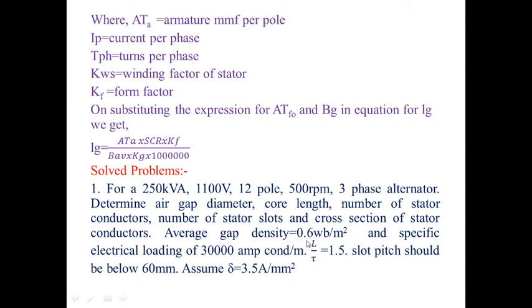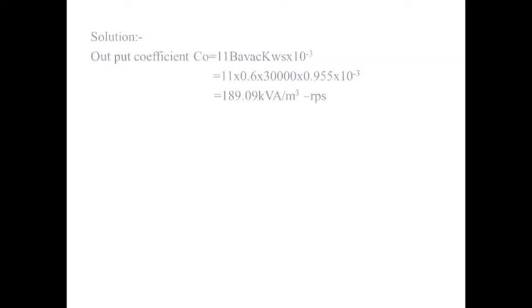Average gap density is given as 0.6 Weber per meter square, that is specific magnetic loading, and specific electrical loading is given as 30,000 ampere conductor per meter. The ratio of core length to pole pitch is 1.5, the slot pitch should be below 60 mm, and assume current density is 3.5 amps per millimeter square. So this is the given data, and from that we need to calculate the values.